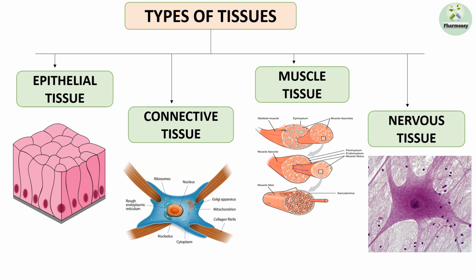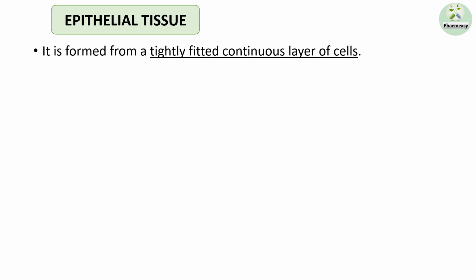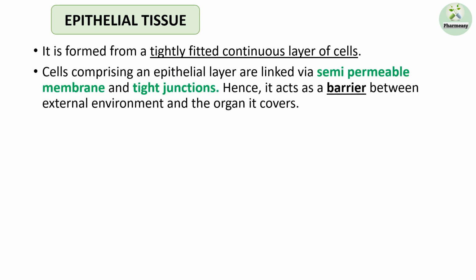So, first type of tissue is epithelial tissue or epithelium. It is formed from a tightly fitted continuous layer of cells. One surface of the epithelial tissue is exposed to either external environment or the fluid body. Cells comprising an epithelial layer are linked via semi-permeable membrane and tight junctions. Hence, it acts as a barrier between external environment and the organ it covers.